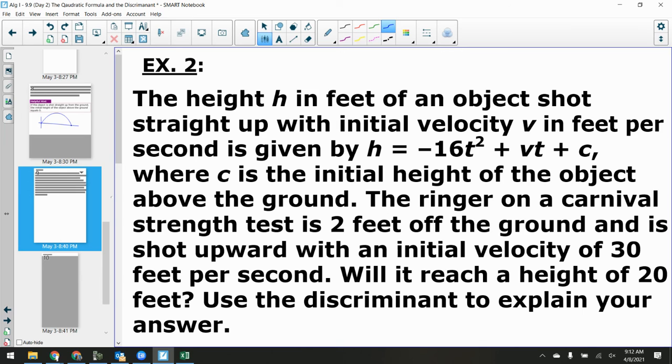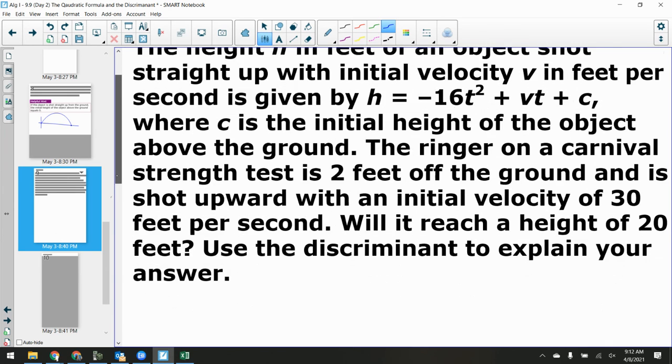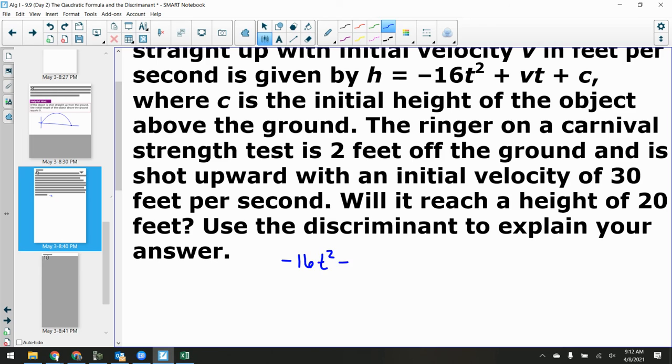All right. So what I'm looking at here is I'm giving you an equation, negative 16t squared plus v times t, where t is the variable here. What is v in this case? What is the velocity? 30 feet per second. The velocity is 30 feet per second. So the velocity is 30 plus c, where c is the initial height off the ground. So what's my c value? 2. So here's my equation.